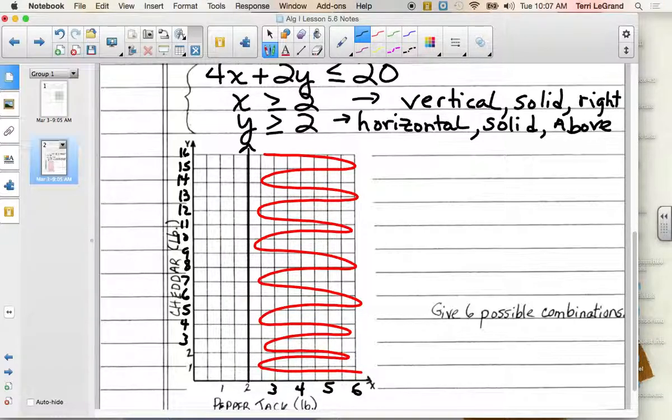Okay, so again, with your ruler, and starting at 2 on the y-axis, draw yourself a horizontal line. And shade above. Okay, use green for that one.